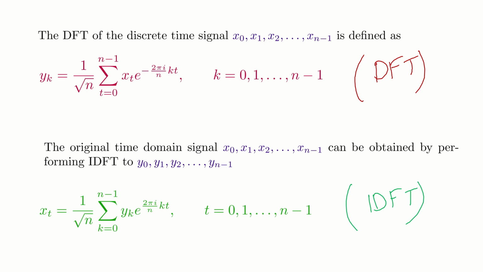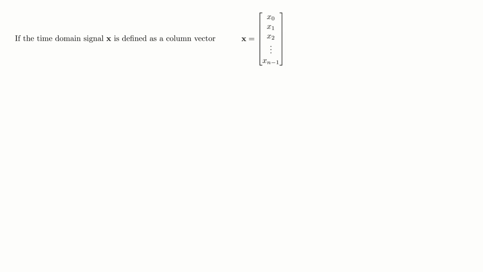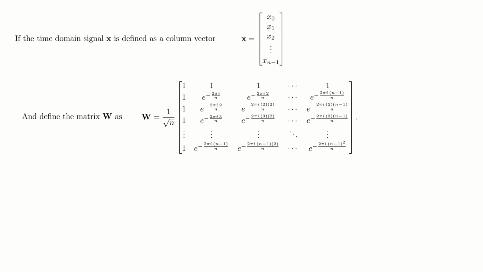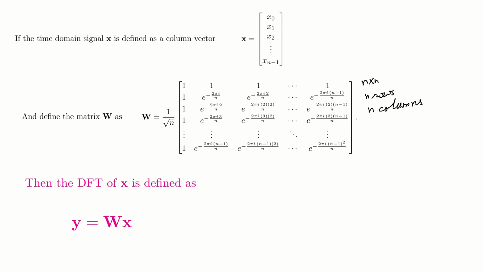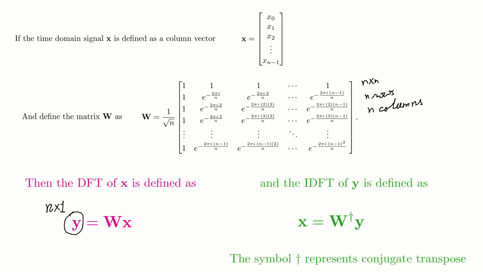The discrete Fourier transform can also be defined as a matrix multiplication. Suppose the discrete time signal x is represented as a column vector x equal x0, x1, x2, up to x n minus 1, and define the matrix W as this. The dimension of the matrix W is n cross n. It has n rows and n columns. The Fourier transform Y is just the matrix multiplication of W and x. The vector Y has n rows and 1 column. Likewise, the IDFT can be performed by multiplying the conjugate transpose of W to Y.